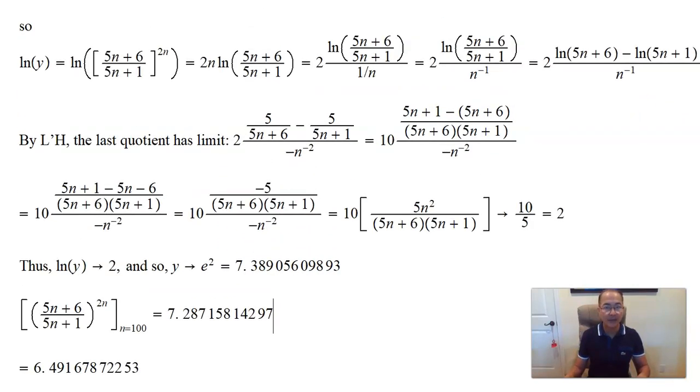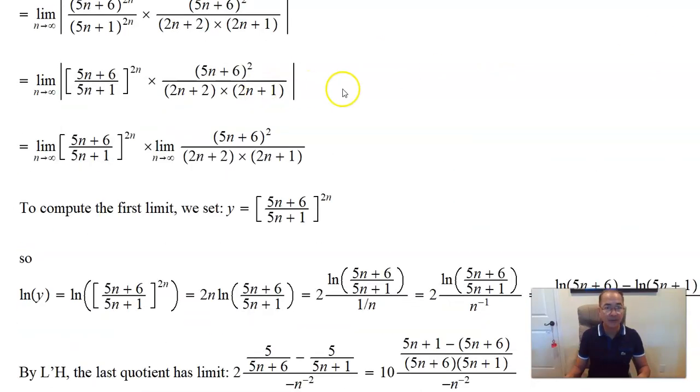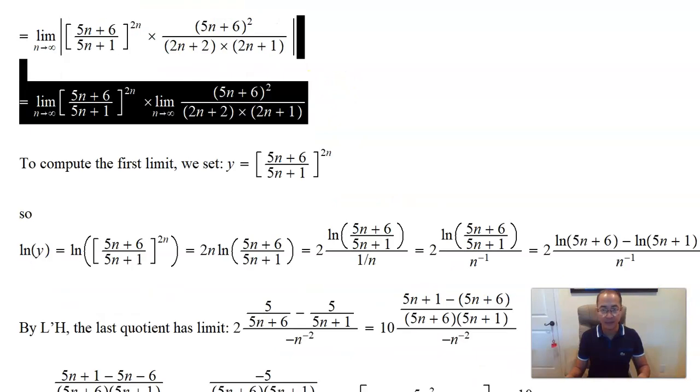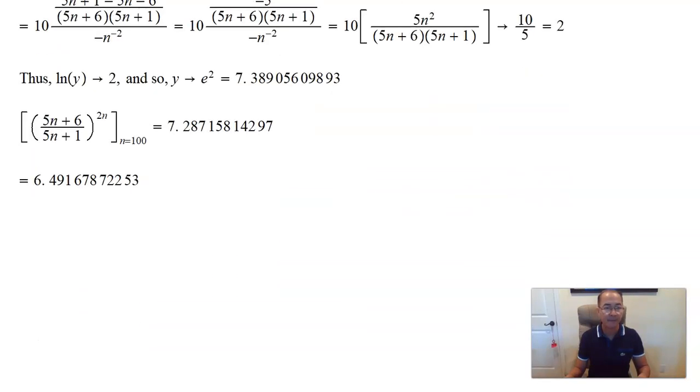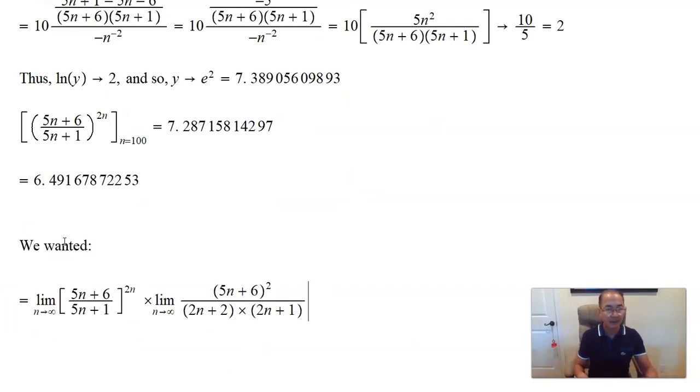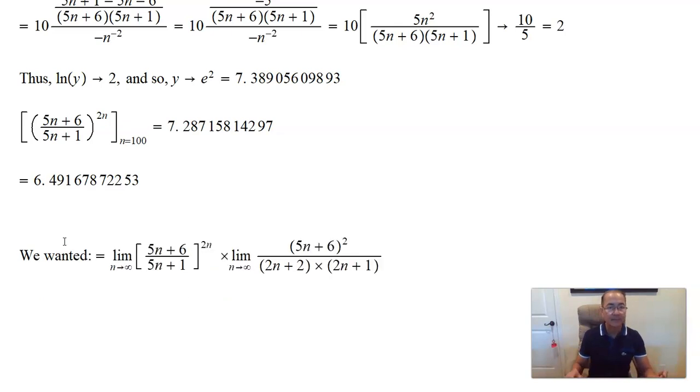So let's go back to where we were, which was this. Let's copy it down here. We wanted this limit. So we know that this first limit is e squared. All right, but what about this second limit? Oh, this one's easier. We have 5n plus 6 squared, so we get 25n squared. 2n plus 2, 2n plus 1, so there's 4n squared in the denominator.